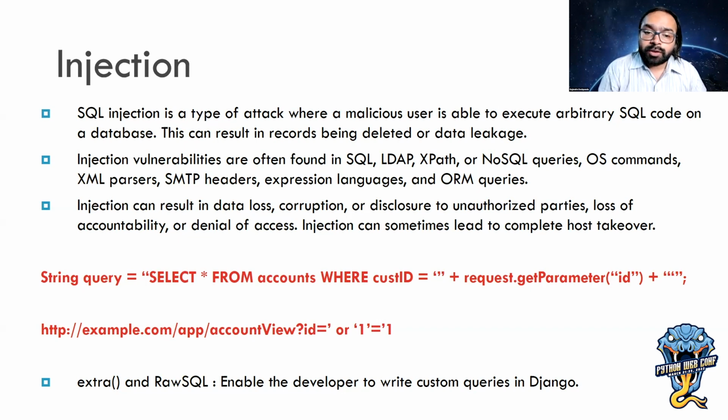Okay, example.com/app/account view ID is equal to, and you can see here that or 1 equal to 1 has been mentioned. Okay, so the malicious code has been injected here. So now we know how the OR operator works. In this case, whatever may be the left hand side query, it's going to result in true, and it's going to reveal the information.